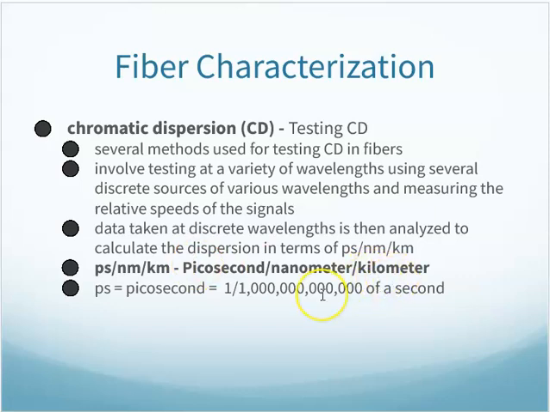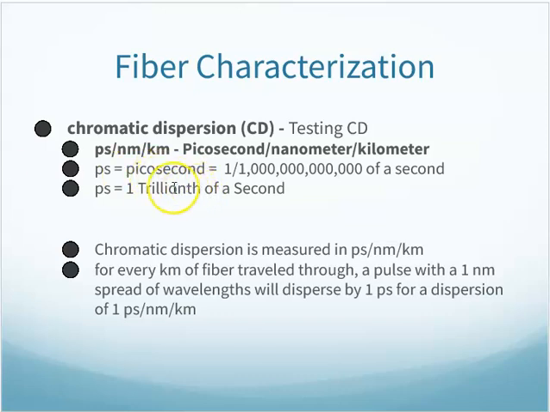And a picosecond is one trillionth of a second, if I remember correctly. Yeah, one trillionth of a second. So if we have here picosecond per nanometer per kilometer, one picosecond is one trillionth of a second. And I think there's the example. For every kilometer of fiber traveled through, a pulse within one nanometer spread of wavelength will disperse by one picosecond. Then that gives you your one picosecond per nanometer per kilometer.